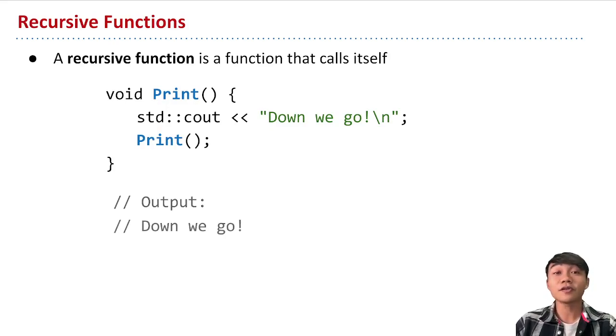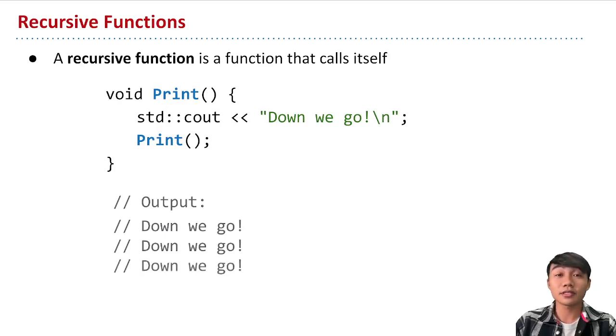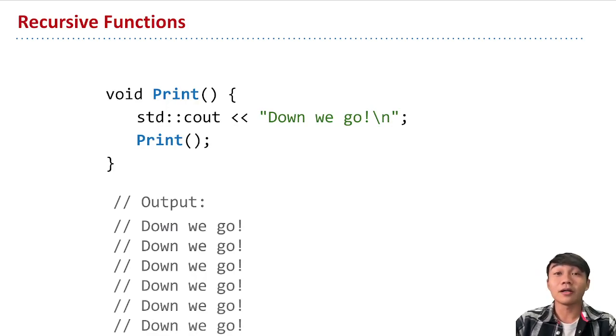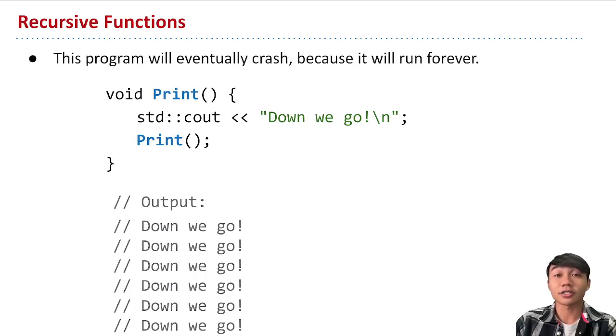In the first recursive call, we'd see that the same thing gets printed out again, and then a second recursive call is made. In that second recursive call, "down we go" gets printed out again, and then a third recursive call is made. So you can see this pattern. It's going to keep on calling itself. In fact, this function would never stop calling itself because we've never specified a condition where it should stop making a recursive call. So this would actually go on infinitely until the program were to crash.